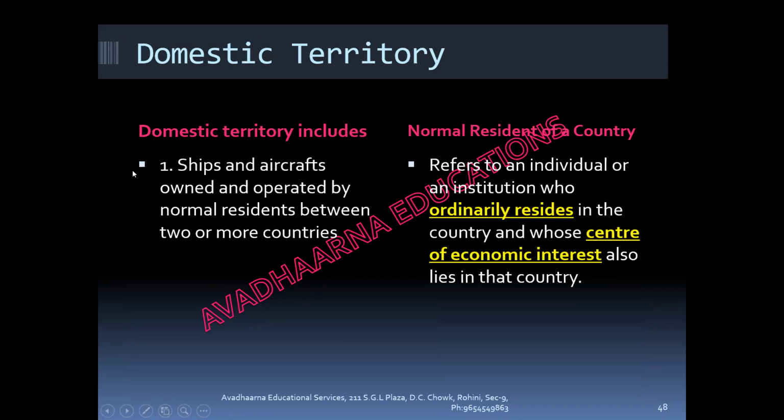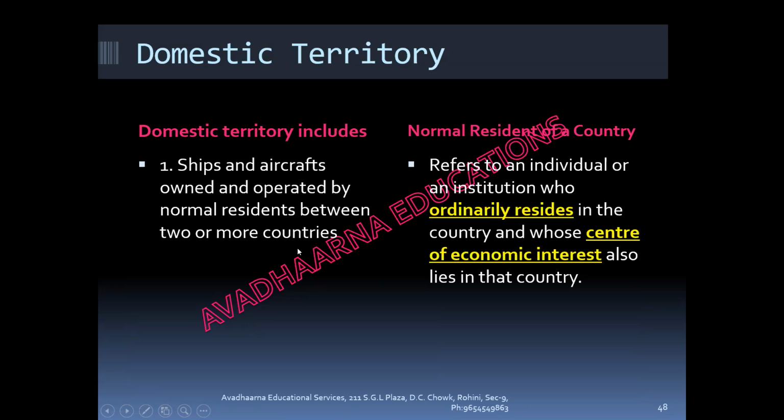So let's now list these other things. Domestic territory includes ships and aircrafts owned and operated by normal residents between two or more countries. So the first point is that inside domestic territory, ships and aircrafts which are owned and operated by normal residents between two or more countries.